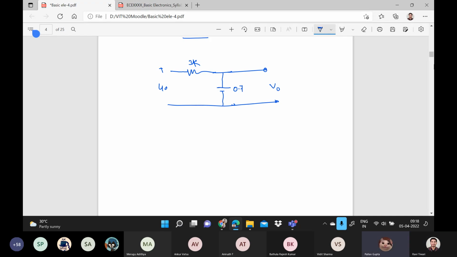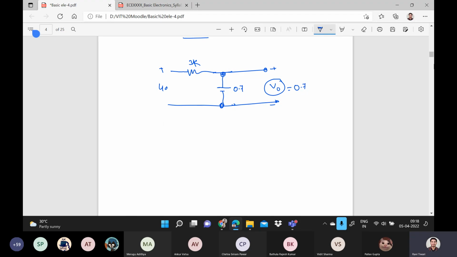Can you repeat? You are not audible. What will be the V output, the output voltage? 233.3. See, V output we have to find out across this diode. So it will be 0.7 volt. Right? It will be 0.7.